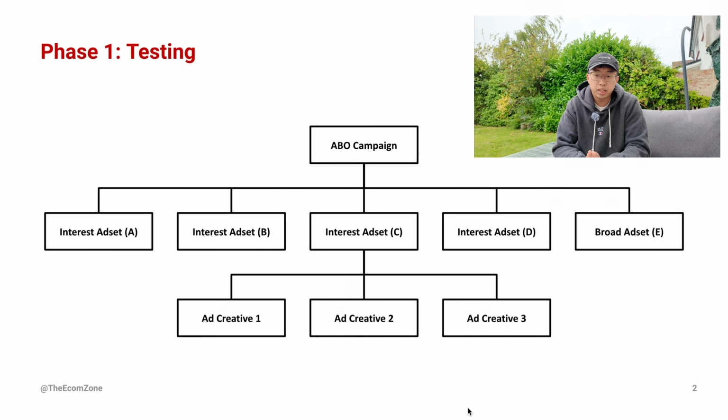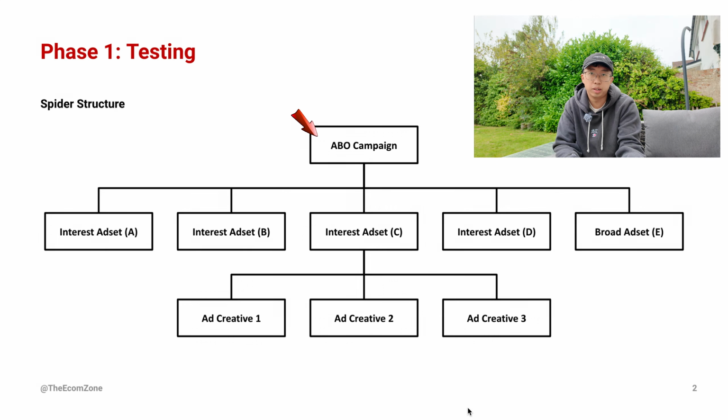The reason for this is, let's just say you're advertising boxing gloves. Why would you run ads broad when not everyone enjoys boxing? You really want to target people who are into boxing. Same goes for cat toys. Not everyone has a cat, so you want to really test out those interests. This diagram here is called a spider or tree diagram, or spider structure. You start off with one ABO campaign.